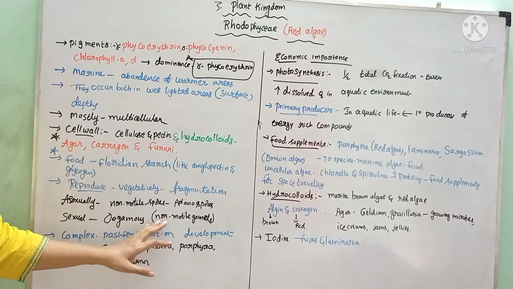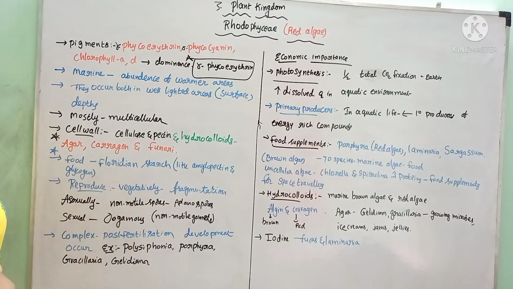In oogamy, only non-motile gametes are present. Motile gametes are absent in the sexual reproduction also. And in this, complex post-fertilization developments are seen. Examples for these Rhodophyceae are Gelidium, Gracilaria, Polysiphonia, and Porphyra, which are the main examples for the red algae.